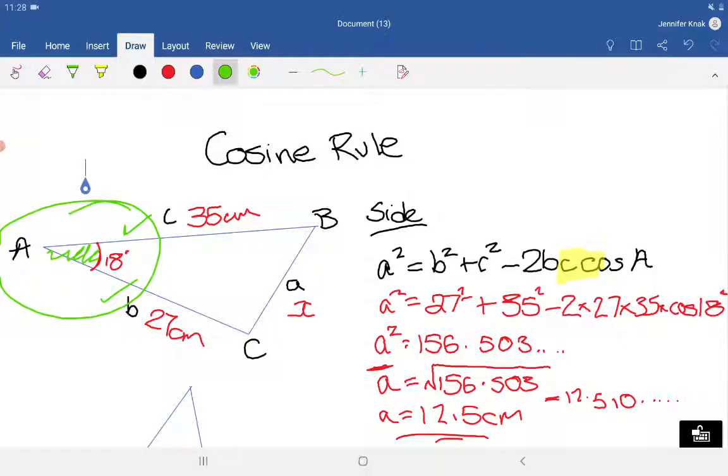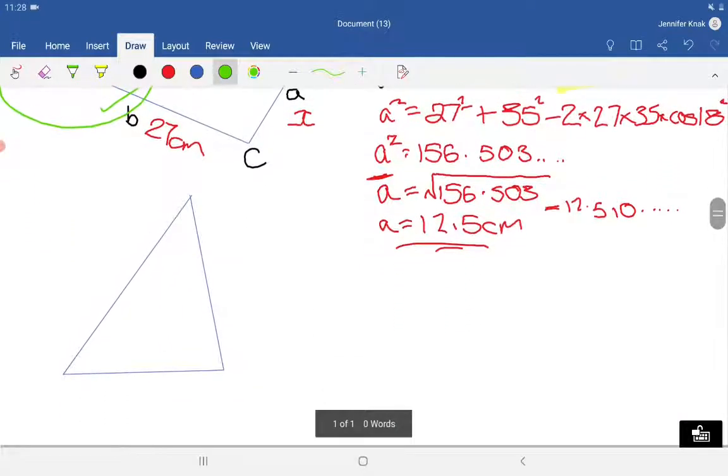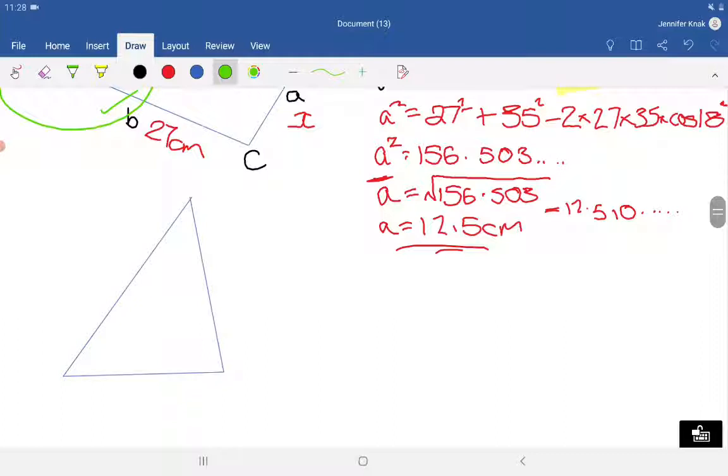Let's do just one more side example just in case that helps. And then I'll clear the screen and I'll turn these into angle questions. So this time I'm going to tell you that this angle here is going to be 72 degrees.